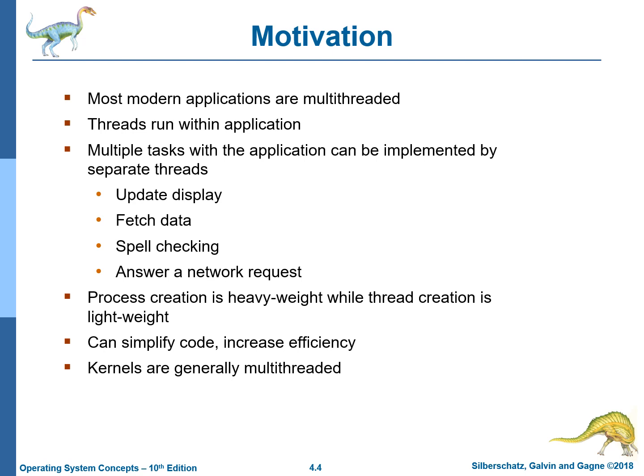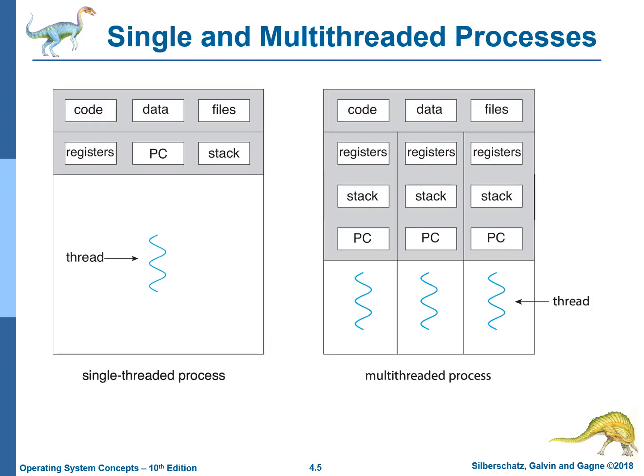Motivation. Most modern applications are multi-threaded. Threads run within an application. Multiple tasks within the application can be implemented by separate threads: update display, fetch data, spell checking, answer network requests. Process creation is heavyweight while thread creation is lightweight. It can simplify code and increase efficiency. Kernels are generally multi-threaded. This is a single and multi-threaded process.